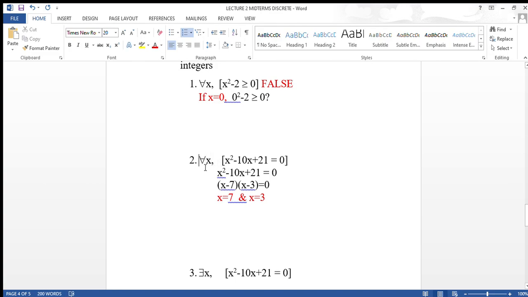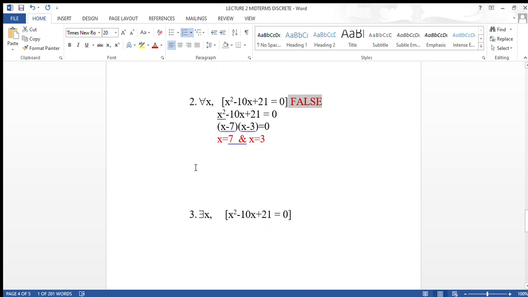For all. So anong sinasabi niyo dyan? Dapat lahat ng integers satisfy niya tong equation na to. But from this solution, we have seen that there are only two possible values of x that will satisfy this. Since not all integers will satisfy this quadratic equation, therefore, the truth value of our proposition will be false. Again, why false? Because only x equals 7 and x equals 3 will satisfy this equation.